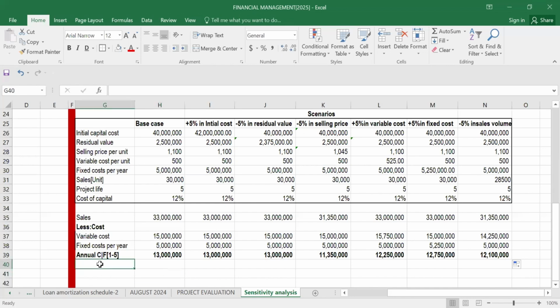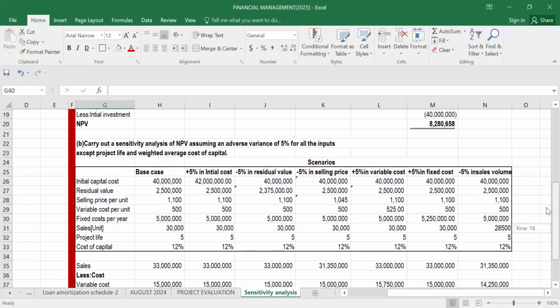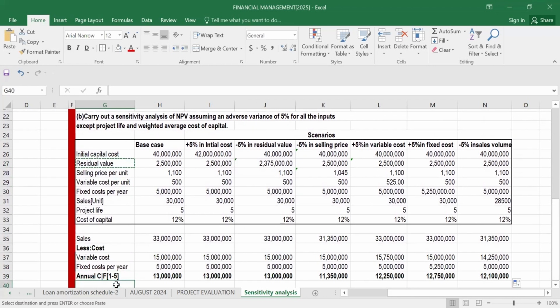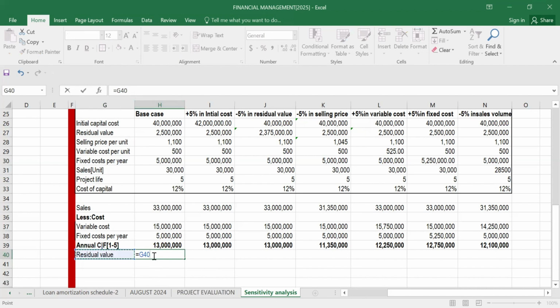Now, for us to be able to get the NPV, there is something else we need to have here, and that is the terminal cash flow. Where do we have that terminal cash flow or the residual value? This one. Let me just copy this one, bring it down here. Let me just refer to this as terminal cash flow because I think that is the appropriate name. It is basically the cash flow received at the end of year 5. Terminal cash flow.